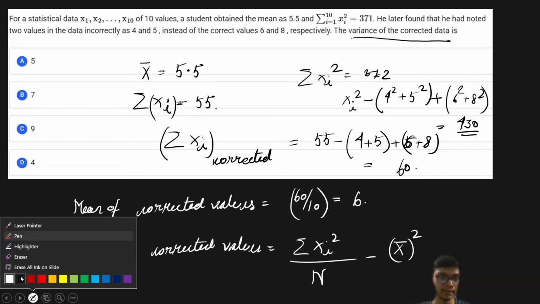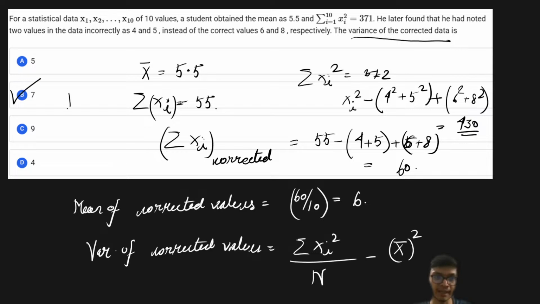So from here you can see this is option number B, which is the correct answer for this particular part. I hope this is clear to all of you. Please let me know if this is clear or not. Very straightforward, simple problem, right? Whenever you have taken some wrong data values, you just have to adjust it. So we subtract the wrong values and add the correct values. That's how we adjust it and then find the variance for the newly corrected data.